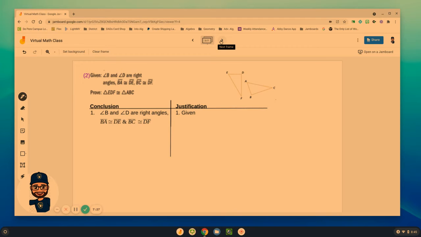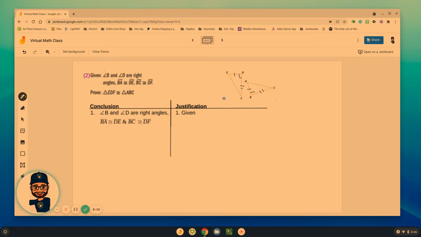Now, they're giving us that angle B and angle D are right angles. BA is congruent to DE, and BC is congruent to DF. So I'm going to mark that on the triangles here. B and D are right. So those two are congruent because they're both right. And BA is congruent to DE, and BC is congruent to DF. They want us to prove that the two triangles are congruent.